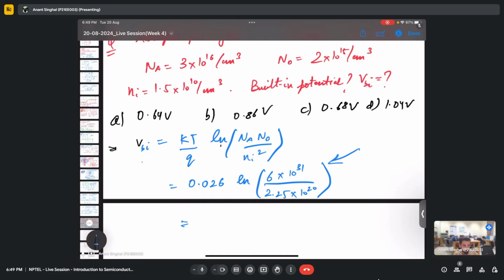Do you have a calculator with you right now, everyone? So if you just solve it, this is very easy. You just need to do the logarithm of this particular number, and it will come out to be 0.68 volts, which is option C.